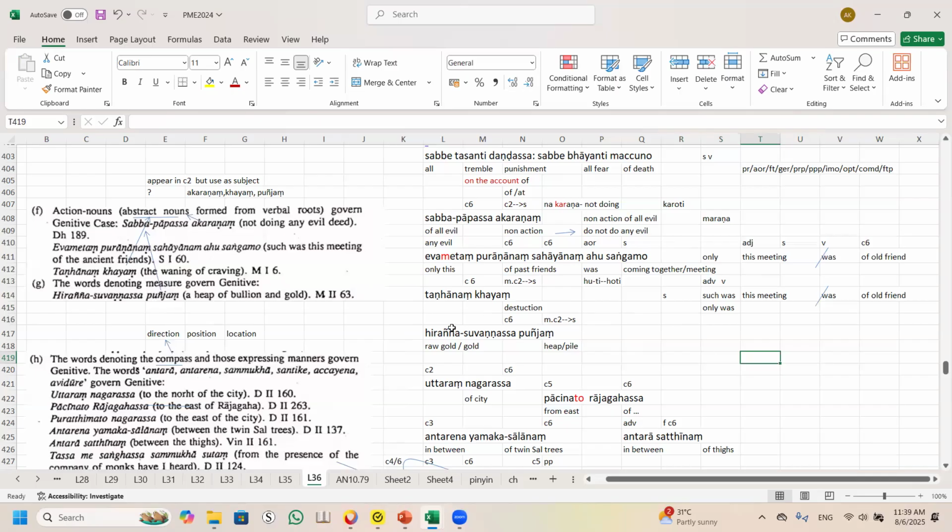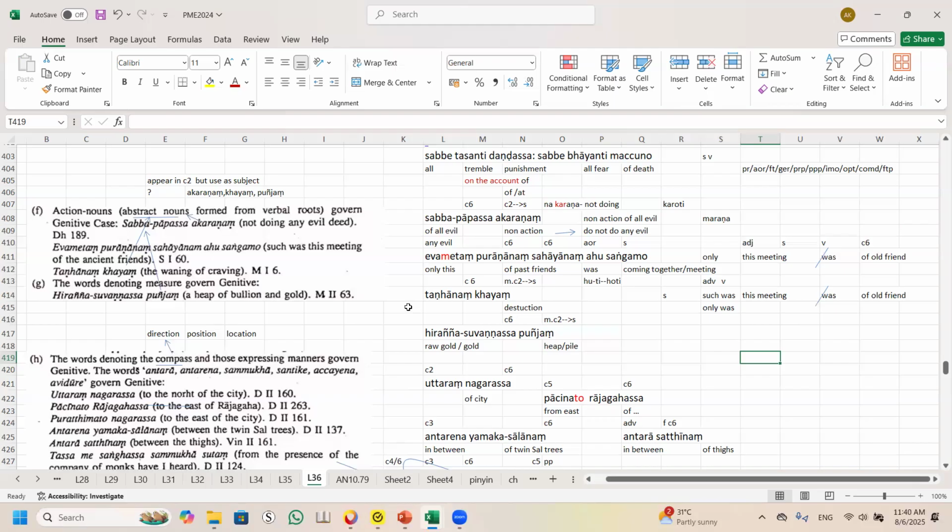This one I already showed you just now. I showed you about Asavakkhaya, destruction of the asavas. This is also indicative of an arahant: destruction of craving. Here it puts "waning of craving", but this is not. This word means destruction of craving.